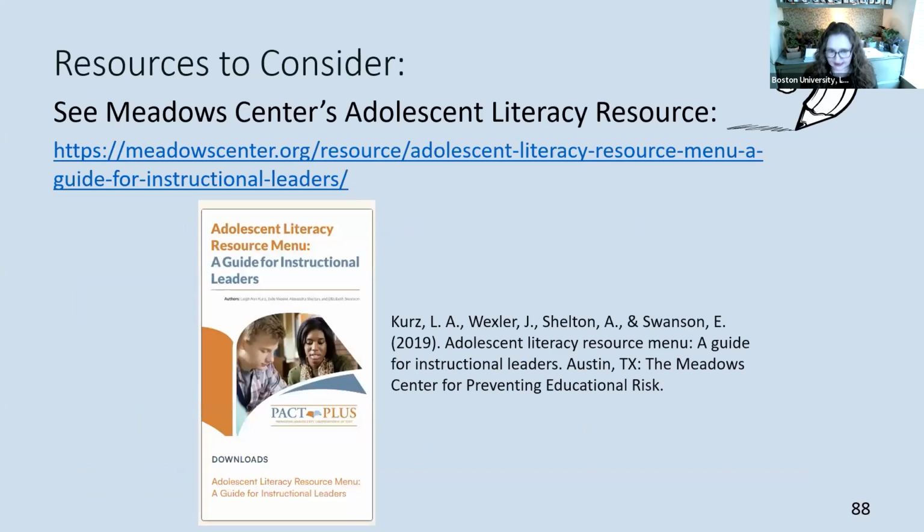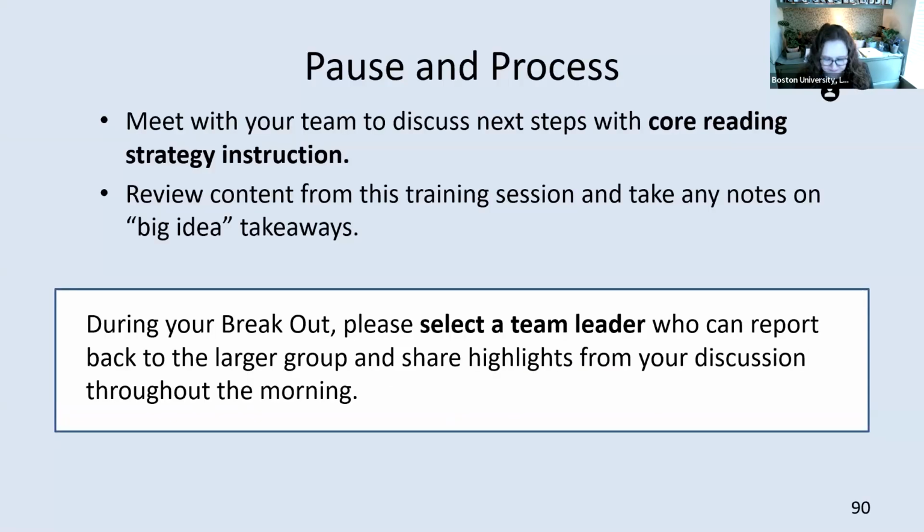And then finally, I want you to know about the Meadows Center Adolescent Literacy Resource. This is phenomenal. It's basically a curated list of resources to support adolescent literacy from the perspective of behavior, from the perspective of vocabulary and comprehension, and everything is basically listed with web links for you to go find resources to support this work. It's essentially a document that serves as a clearinghouse to help you find things. So if you're looking for additional resources, that's something to share.